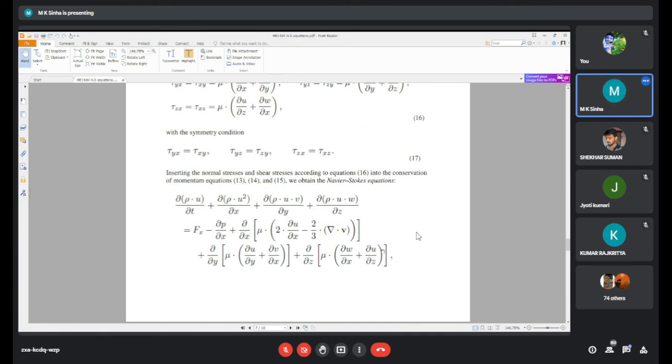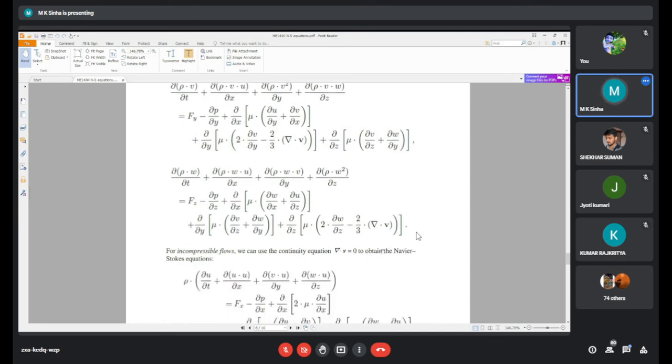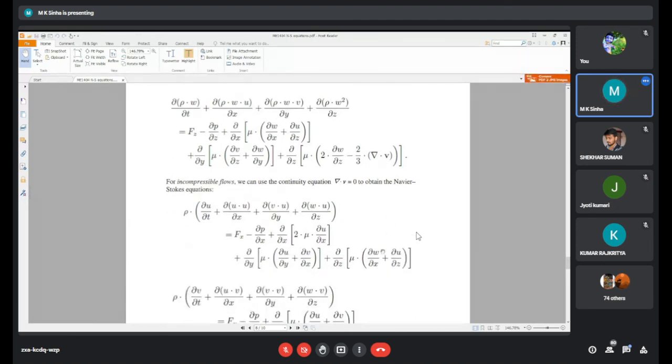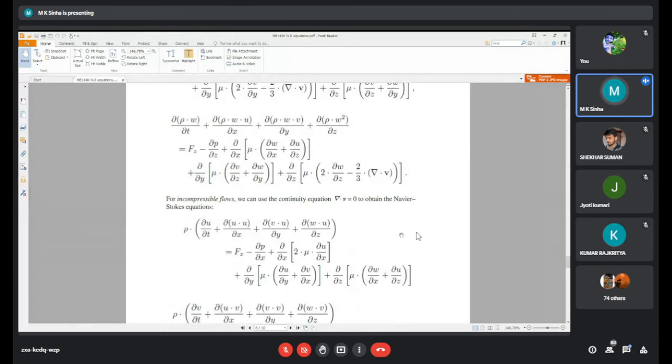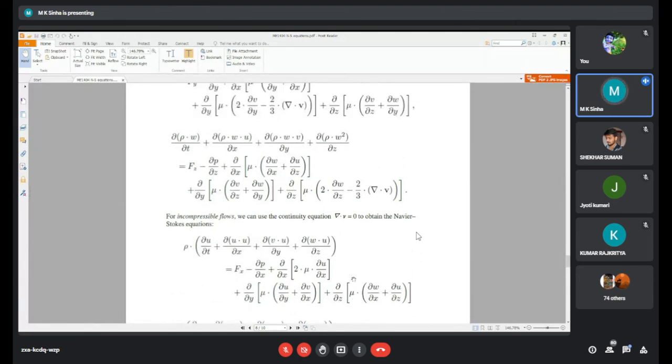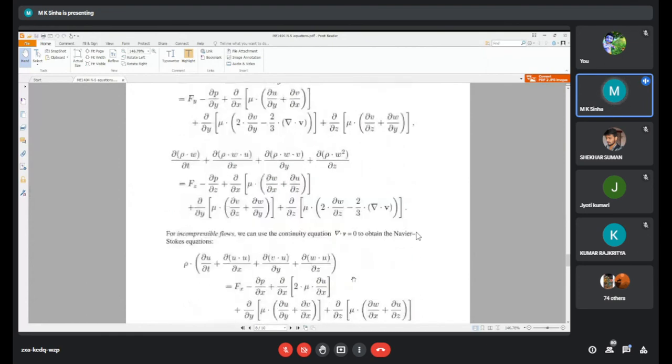Always remember this. Then come the further modifications. For incompressible flow, the continuity equation gives del dot V equal to 0. Then these equations take the form where the del dot V term becomes 0. Then the x momentum equation, the y momentum equation.